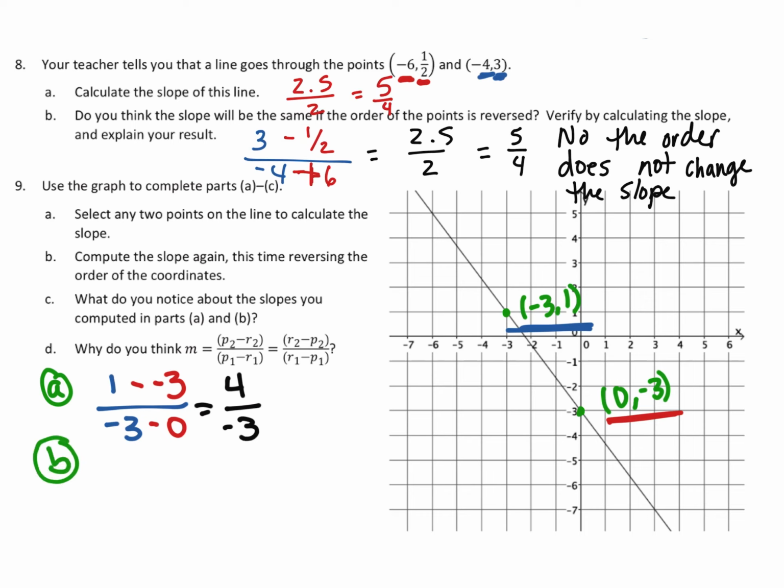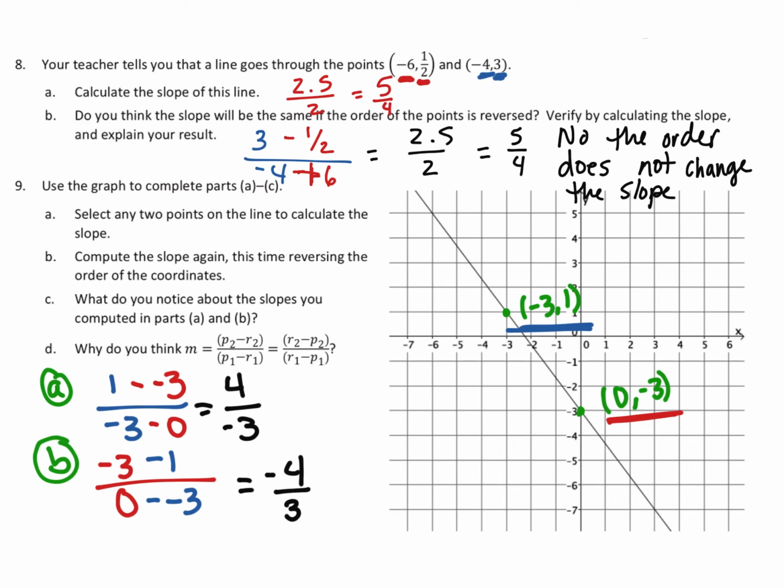This time I'm going to reverse the order, and I'm going to start with -3 from the red point, and then I'm going to subtract 1 from the blue point. And I'm going to start with the x-coordinate from the red point and subtract the x-coordinate from the blue point. -3 minus 1 is a -4, and 0 minus a -3 is a +3. So I still end up with -4/3.